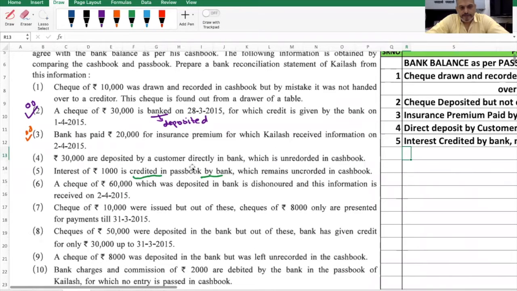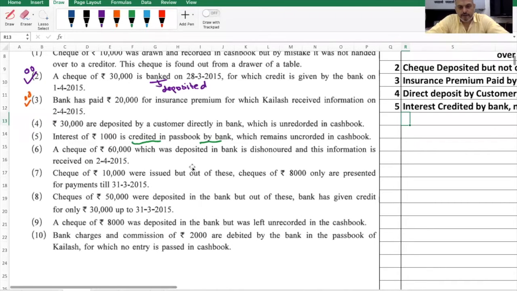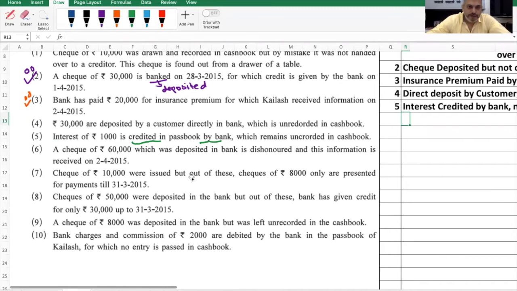Next, sixth one, again there are dates, so please be careful. A check of 60,000 which was deposited in the bank is dishonored, and this information is received on 2/4/2015. Now, how to handle this? Dhyan do, please mark this important.